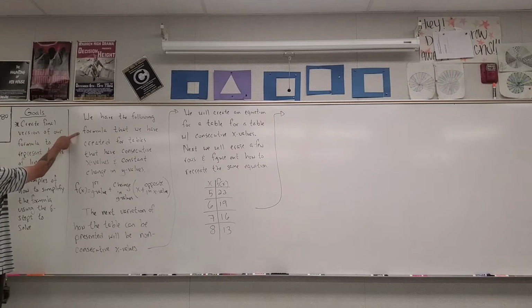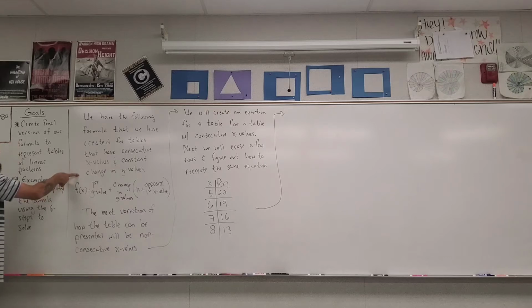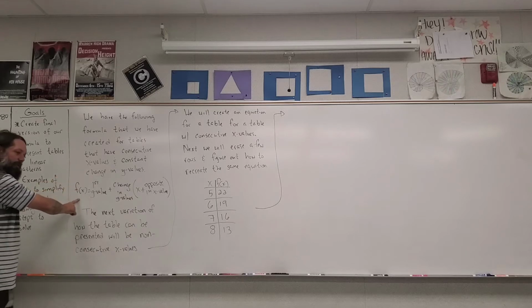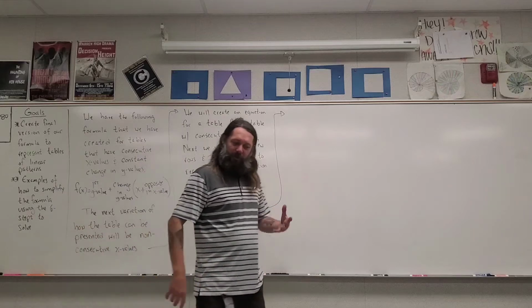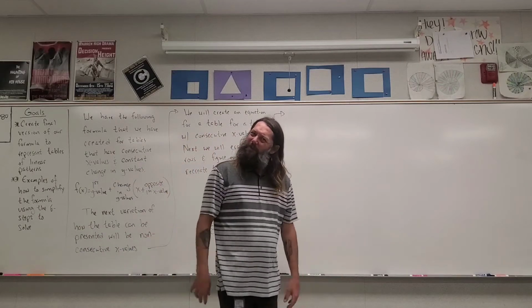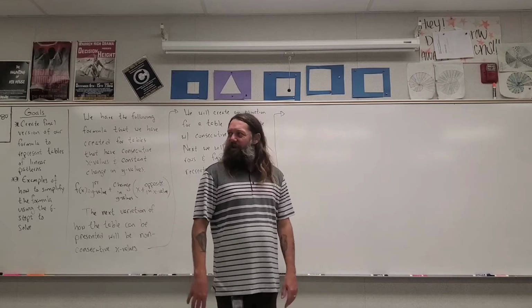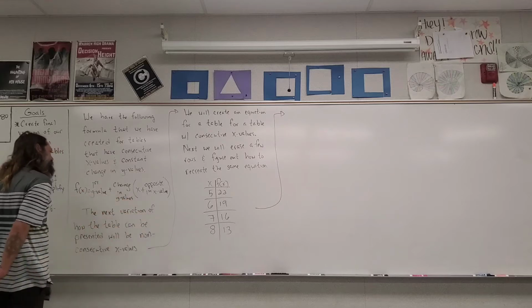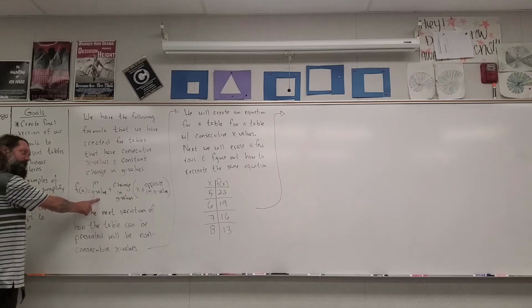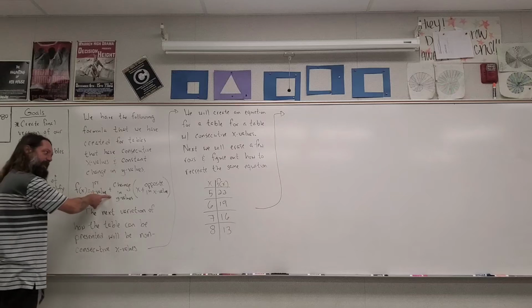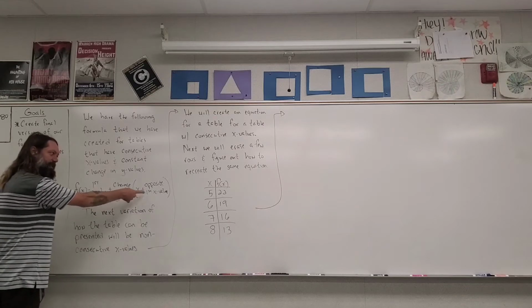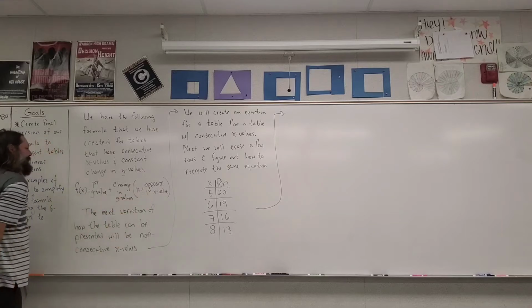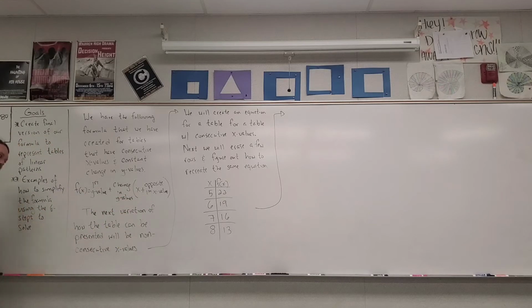I want to read through this so I don't repeat myself. We have the following formula that we have created for tables that have consecutive x values and constant change in y values. Here's our formula. Before I read this formula, remember we've gone through a process of creating this. I believe this might be the 5th or 6th lesson, but hopefully you've watched the previous lessons and seen how we've gotten to this formula, which is f of x equals the first y value plus the change in y values times parentheses x plus the opposite of the first x value.